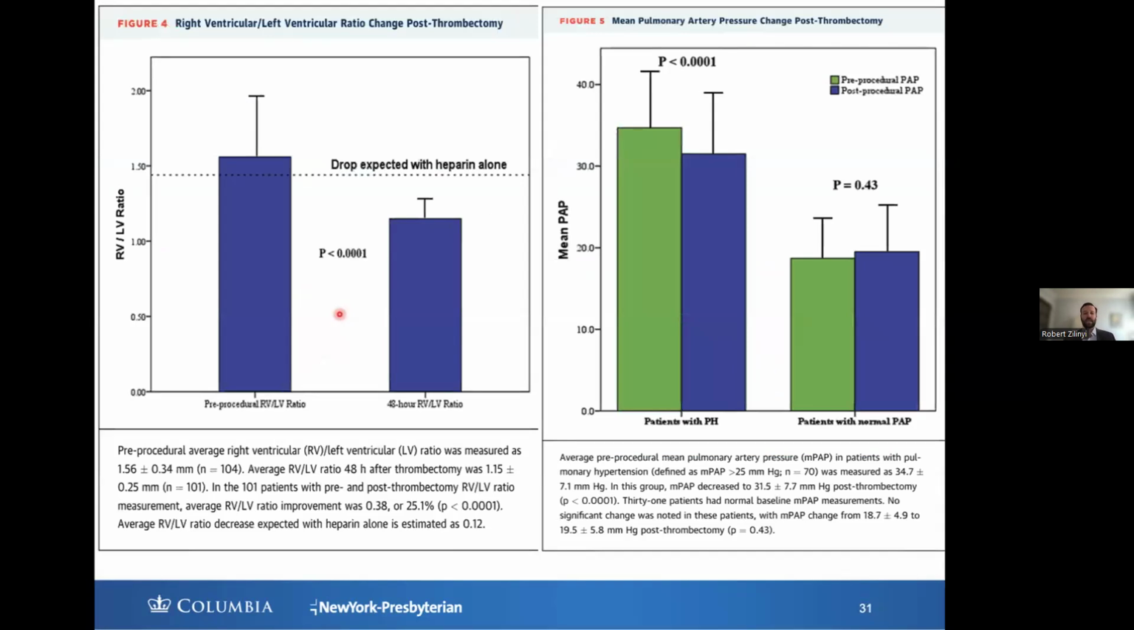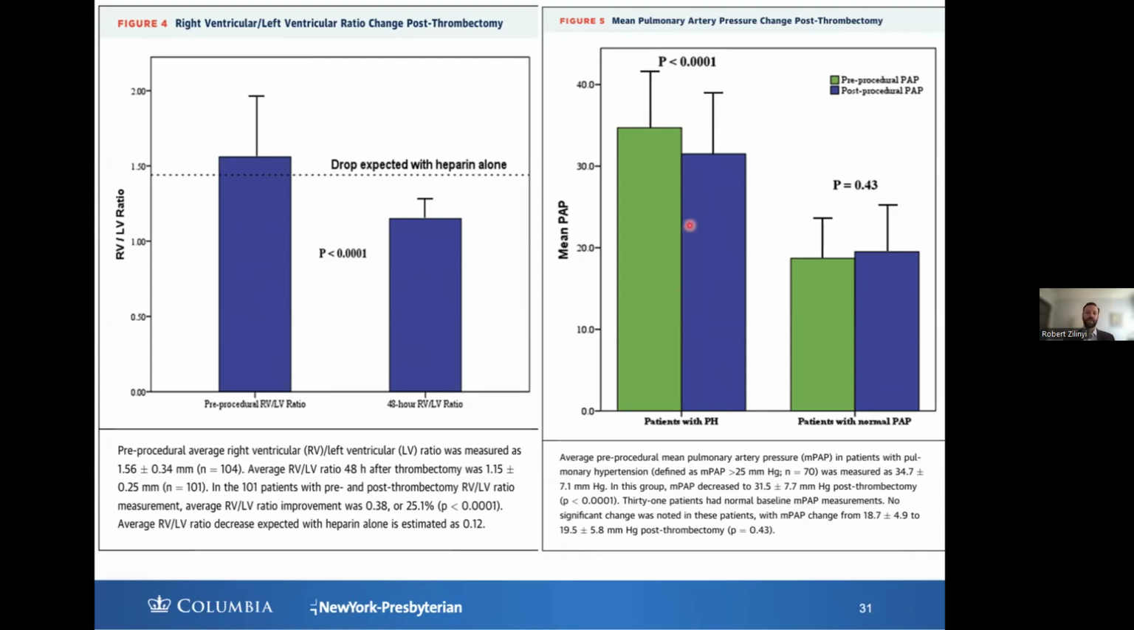Looking at these patients, it was a multi-center single-arm study compared with the expected change in RV to LV ratio, which was derived from the OPTALYSE... the ULTIMA trial. And it showed that there was a significant reduction at 48 hours of the RV to LV ratio. And they additionally looked at the PA pressures pre and post intervention and stratified this further by patients with elevated pulmonary pressures and those with normal pulmonary pressures at the time of procedure.